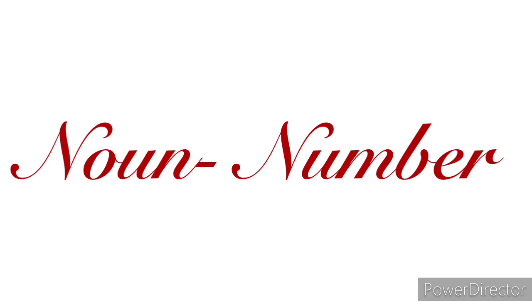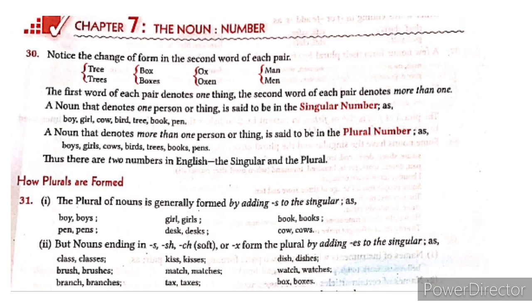Today we are going to study noun number. Now, what is a noun? A noun is the name of a person, place, animal, or thing. Now, what is number? If a noun denotes one person or thing, it is said to be singular number. For example, boy, girl, bird, tree. These are singular nouns, or singular number, because they denote a single noun, one person or one thing.